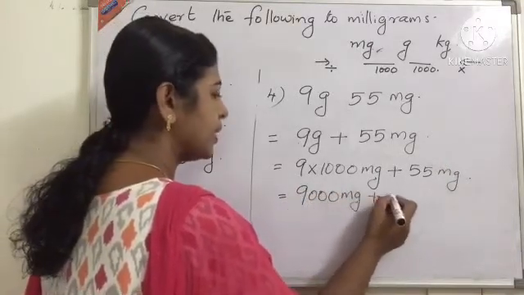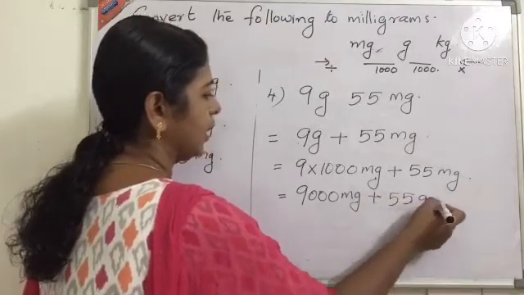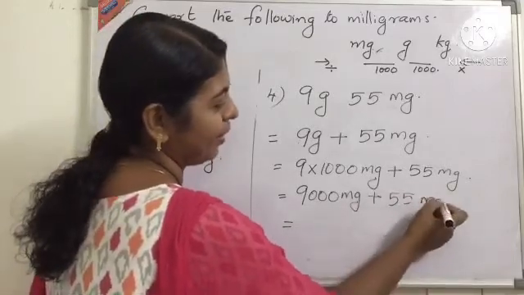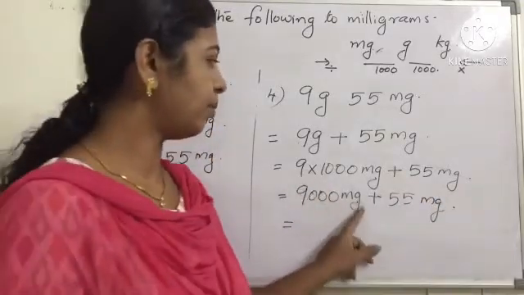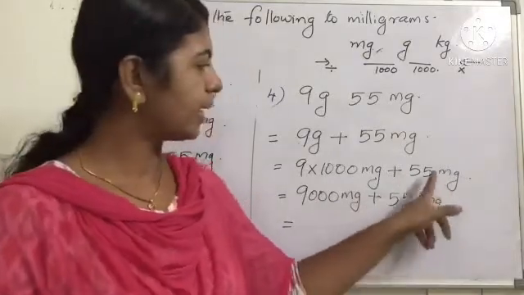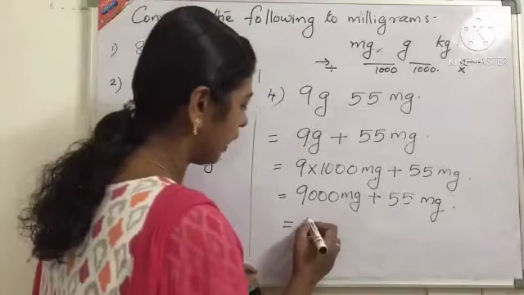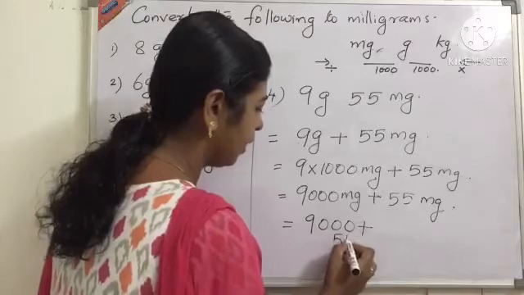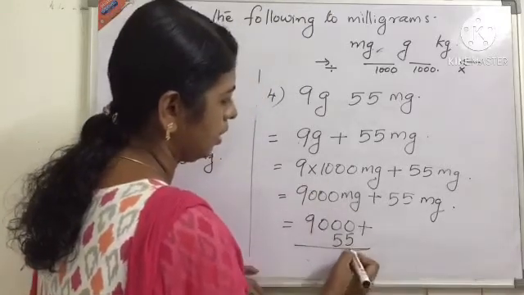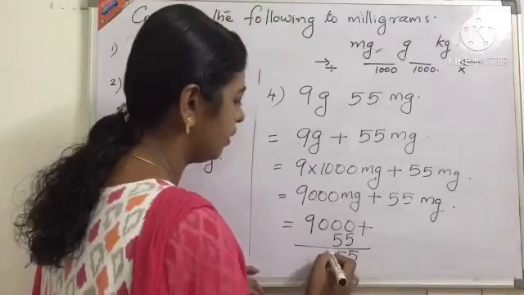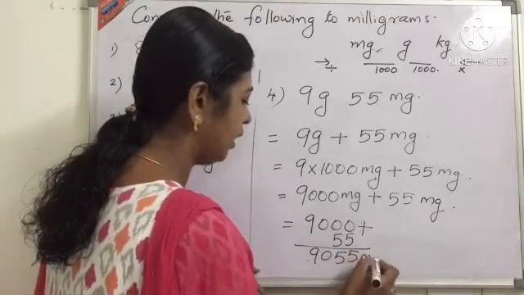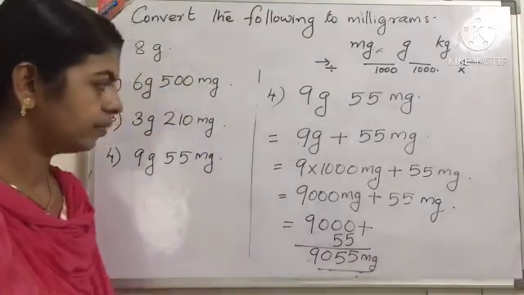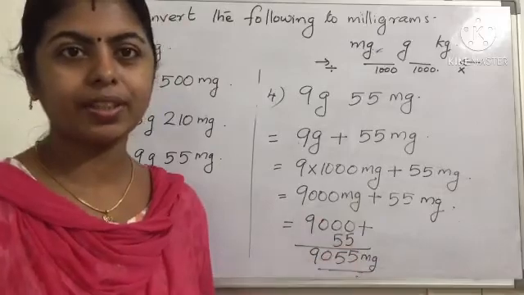It's equal to 9000 milligram plus 55, sorry, milligram. Okay, so it's 9000 milligram and 55 milligram. It's given in milligram. Now we can add these two. It's 9000 plus 55, then 9055 milligram. Clear? You want to write all these into your notebook.